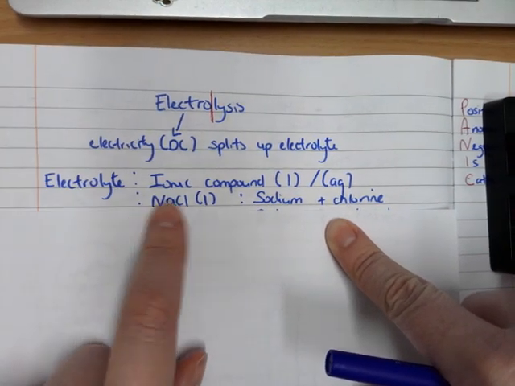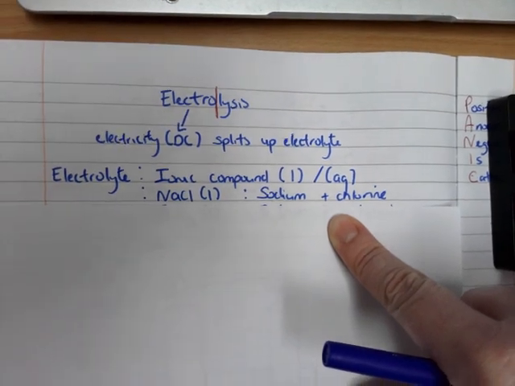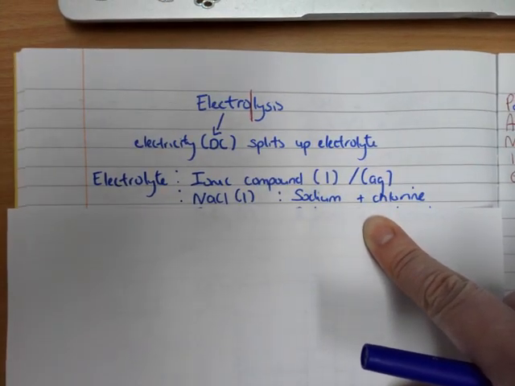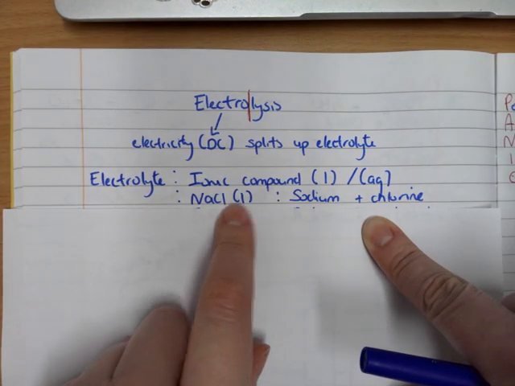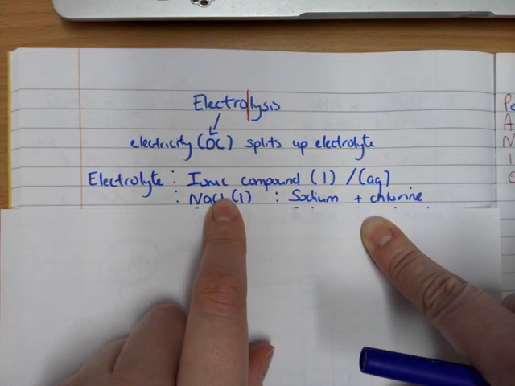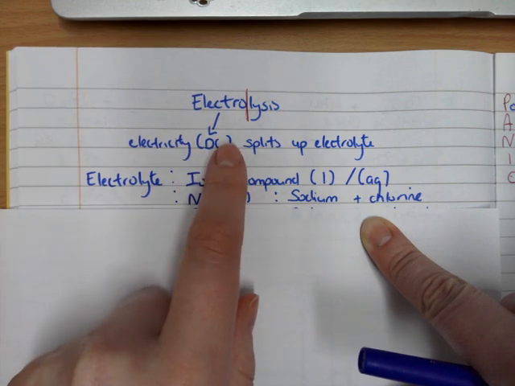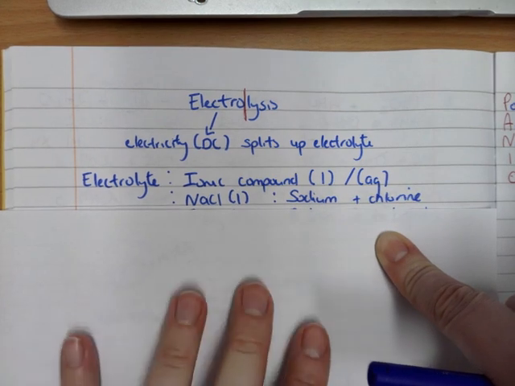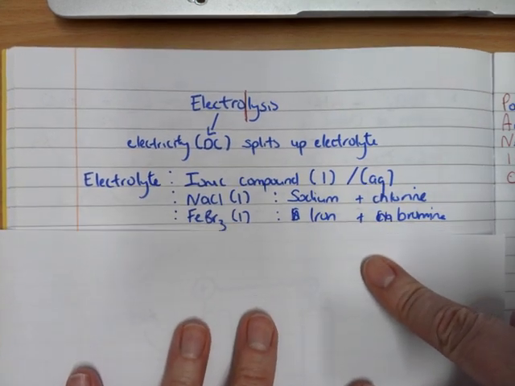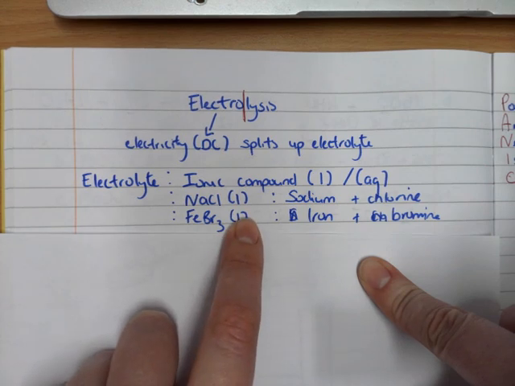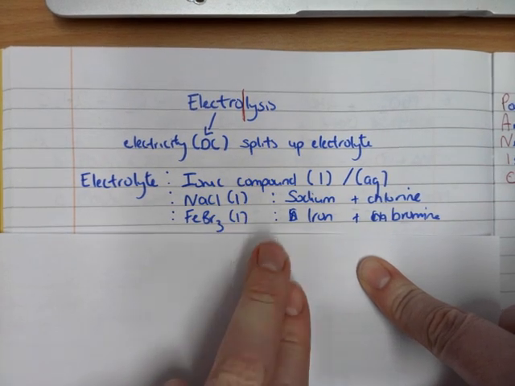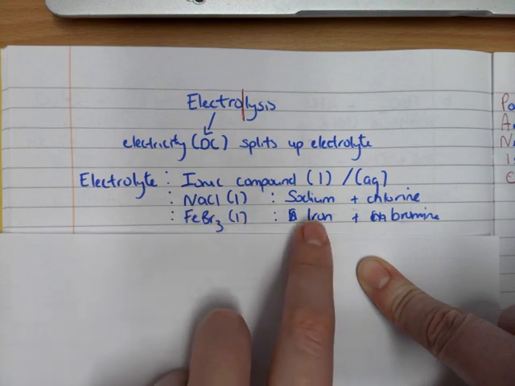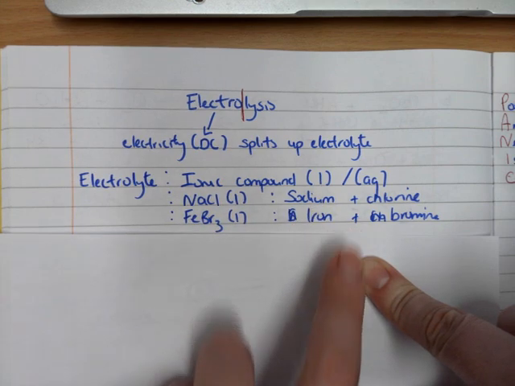So if we look at some examples of an electrolyte, if I had sodium chloride, that's ionic because I've got a metal and a non-metal, and I've made it molten, so I've taken that solid and I've melted it. That means it can conduct electricity because the ions are freely moving, and then I can split up this electrolyte into the 2 elements it's made of, sodium and chlorine. Another example, if I have iron bromide, again, I make it a liquid so it conducts electricity, and when I split it up using electricity, I get the 2 elements, iron and bromine.